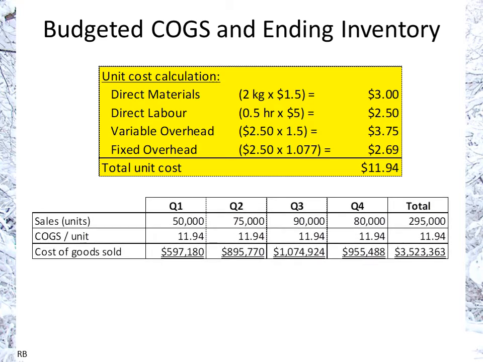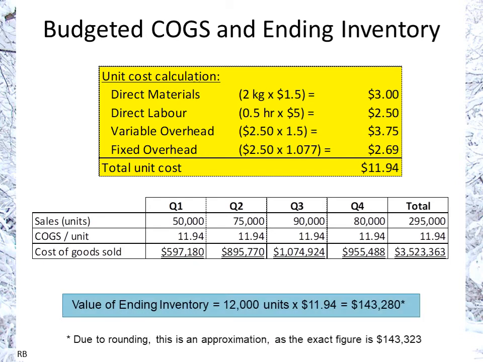So here we have the number of sales in units. We multiply by the cost of goods sold per unit, and that gives us our cost of goods sold. And the value of the ending inventory is going to be these 12,000 units that we have as ending finished goods inventory times 11.94. That gives us our ending inventory value.